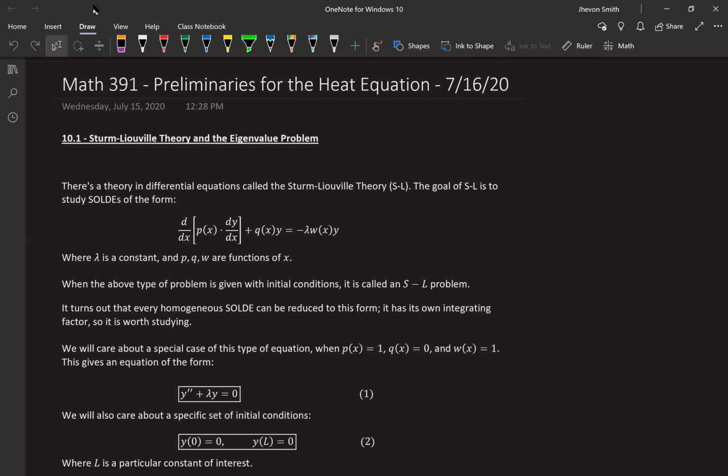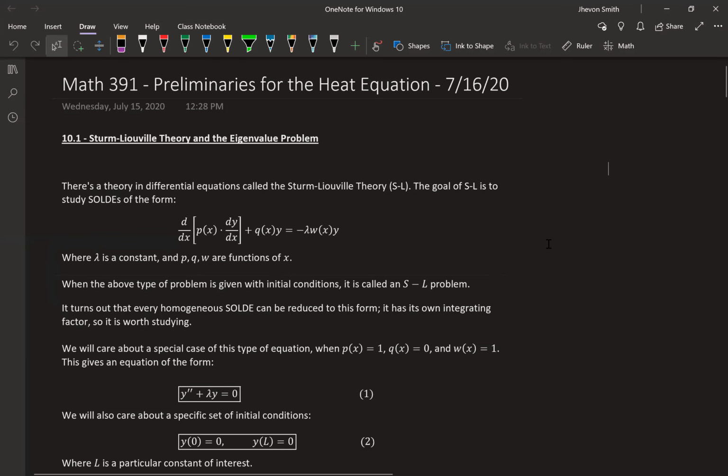Before that, though, we need some preliminaries. There is something called Sturm-Liouville theory and the eigenvalue problem. Now, Sturm-Liouville theory, this is called SL theory. It's basically the study of differential equations, second order ODEs that are of this form.